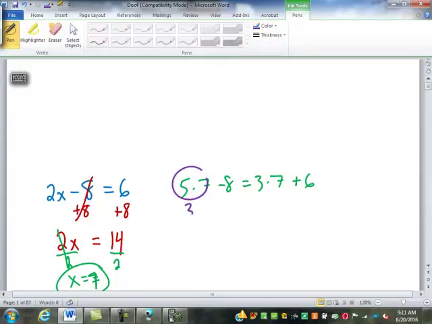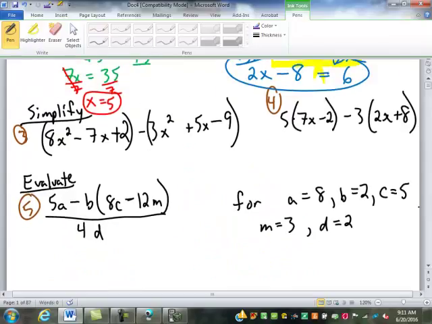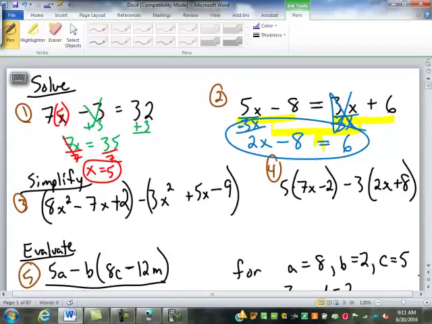So 5 times 7 is 35, minus 8 is 27. Over here, 3 times 7 is 21, plus 6 is 27. We get the same number on both sides, which tells us that that is a correct answer, a correct value for our variable. Any questions on those first two? So there, the key word, the key command is solve. When you're asked to solve, you are trying to find the value of the variable.